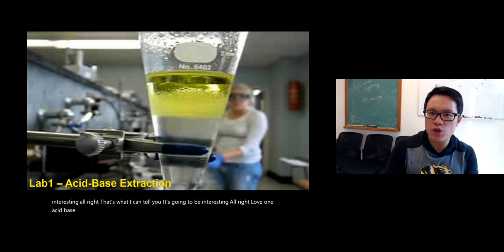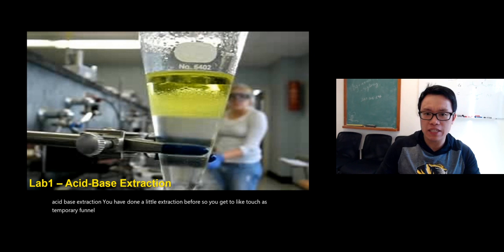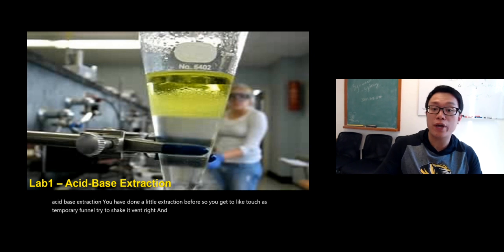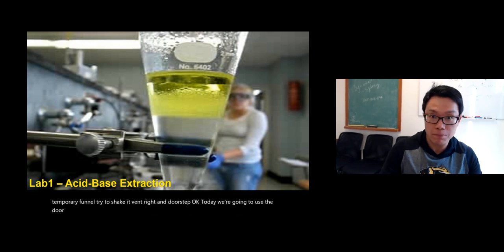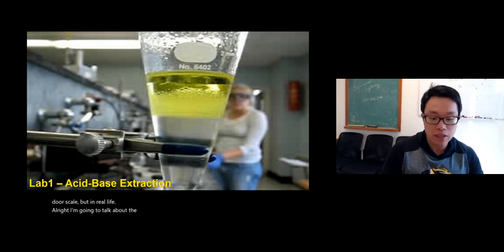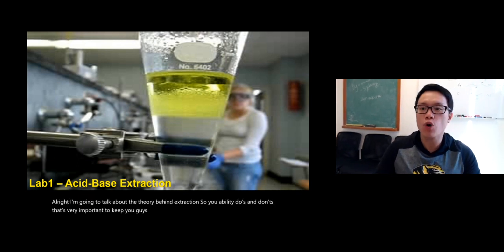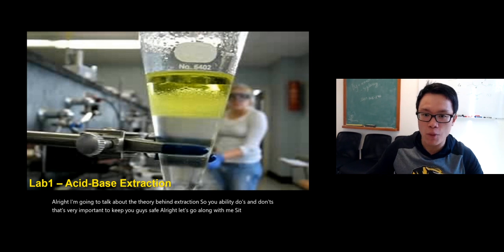You have done a little extraction before, so you get to touch a separatory funnel, try to shake it, vent, right, and those stuff. Today we're gonna use those skills, but in a real lab. I'm going to talk about the theory behind extraction, solubility, do's and don'ts. It's very important to keep you guys safe. Let's go along with me. Sit back and relax, and let's go.